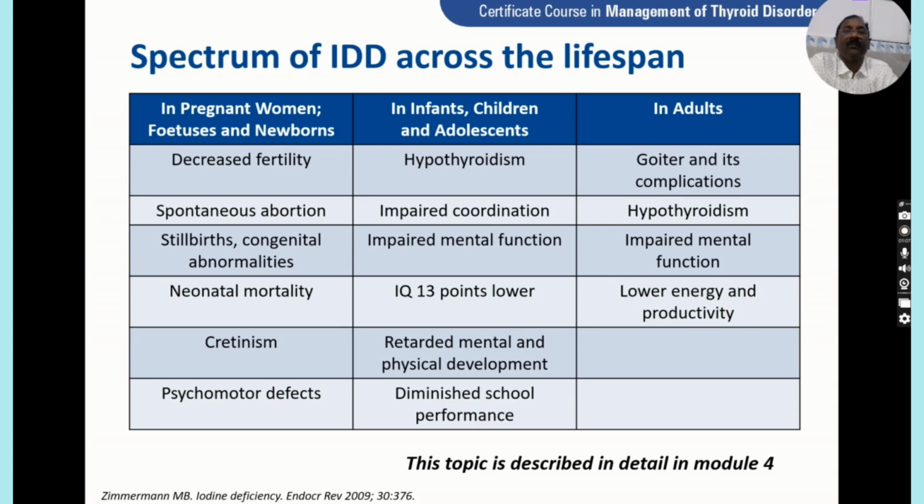In infants, children and adolescents, there will be hypothyroidism with iodine deficiency, impaired coordination, impaired mental function, lower IQ, retarded mental and physical development, and diminished school performance. In adults, goiter and its complications, hypothyroidism, impaired mental function, lower energy and productivity. See the importance of iodine: iodine deficiency will cause all these things.